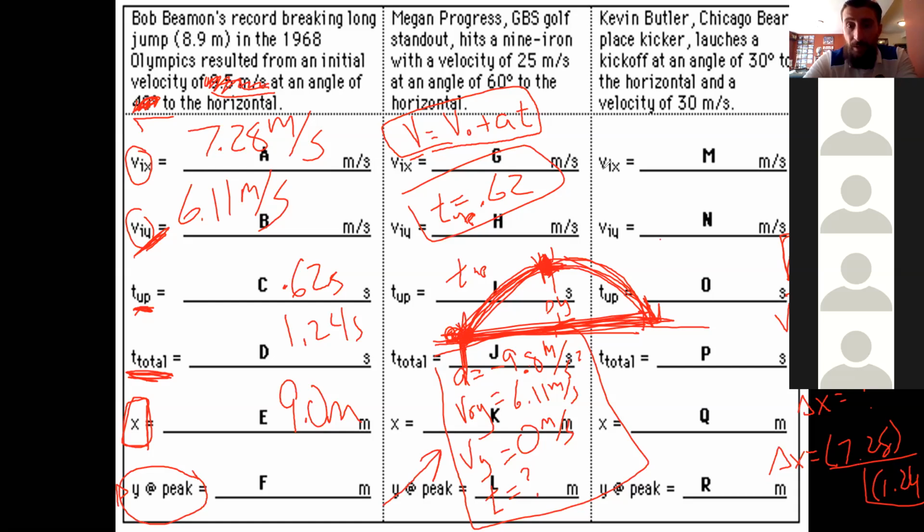Well, let's look. Velocity initial of 6.11. Where is velocity initial of 6.11? Well, it's right here at the start, right? Well, where is velocity final 0? It's right here, right? So does that describe my height? Yeah, that goes to my highest point. So now I can use time, and time here is going to be 0.62. I can use that to find delta y.